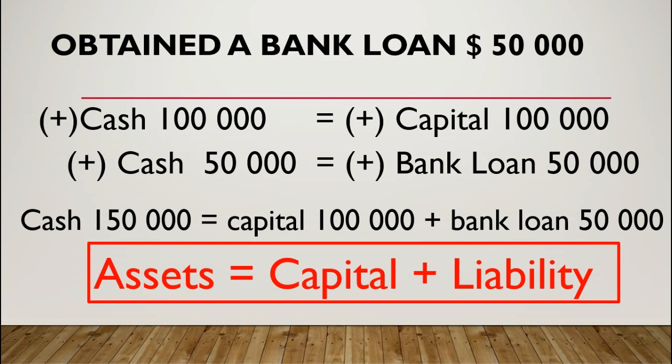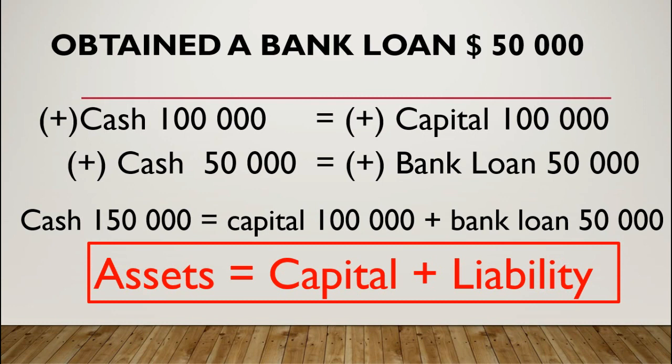At the same time, the business has ownership of 100,000 and a bank loan of 50,000. So we can say asset is equal to capital plus liability. So this is the key formula we have to remember. This is very, very important.